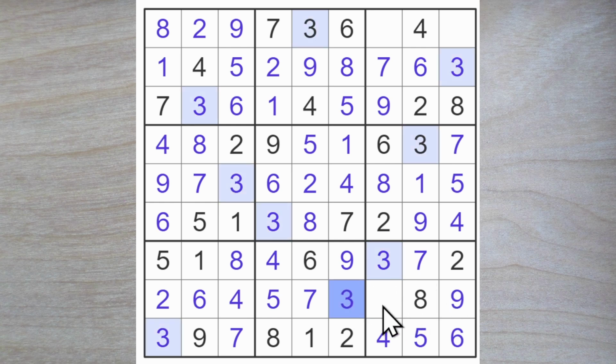A 1 and a 5. This is a 1. Therefore, we have a 1 here, and we have a 5 here.